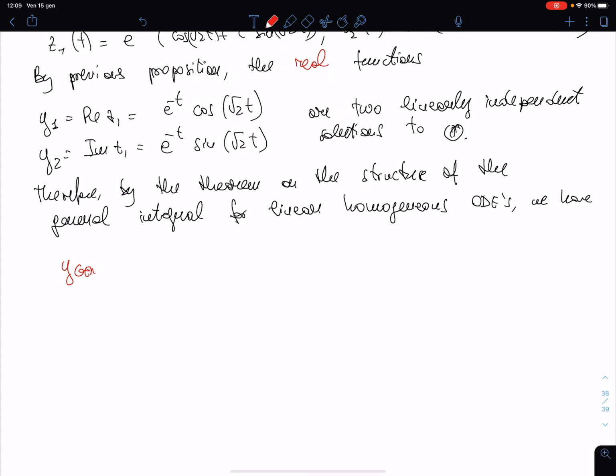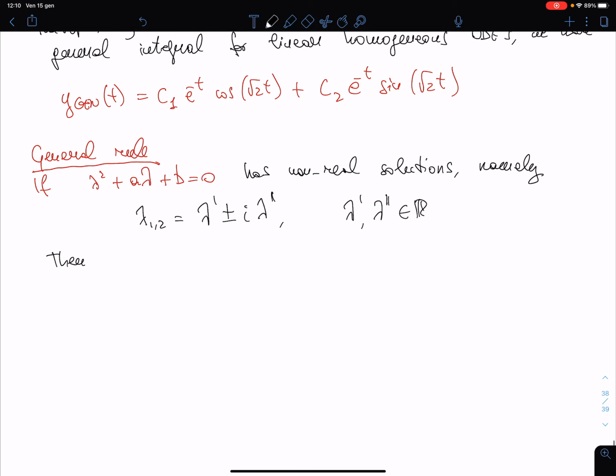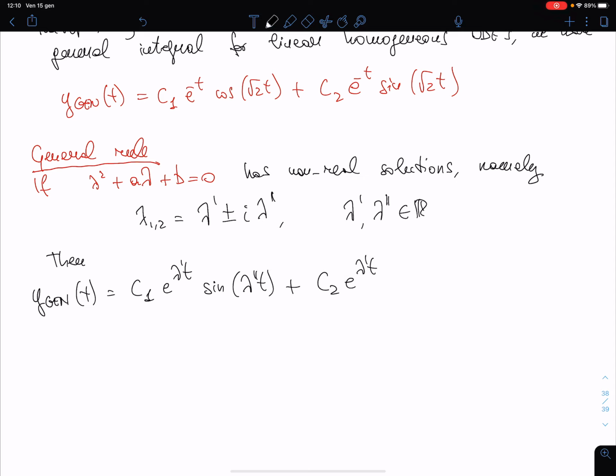And then the general rule is the following. If the algebraic equation lambda square plus a lambda plus b equal to 0 has no real solutions, namely lambda 1, 2 is equal to lambda prime plus minus I lambda second, with lambda prime and lambda second in R, then y gen of t is equal to c1 e to the power lambda prime t sine of lambda second t plus c2 e to the power lambda prime t cosine lambda second t. And this is all for this case.